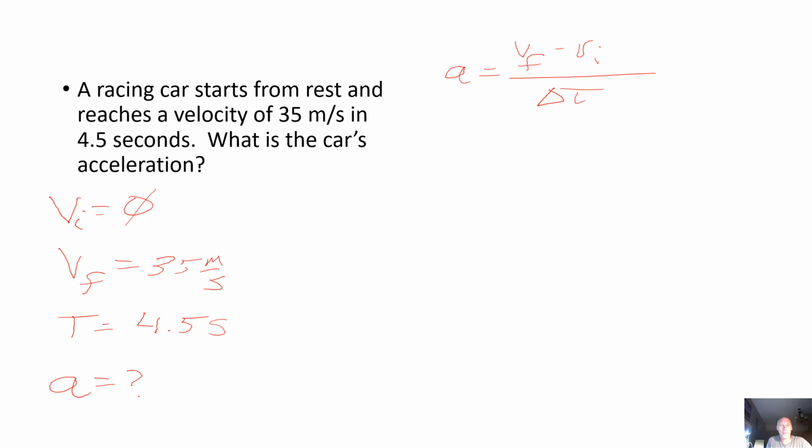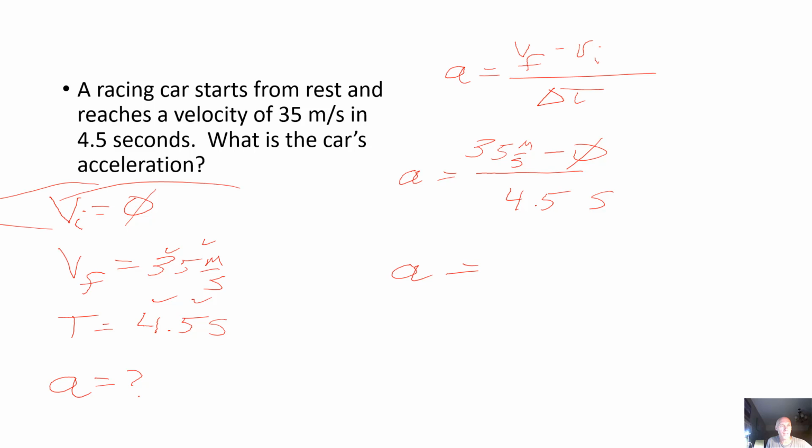And then you substitute in your values. So your final velocity is 35 meters per second minus your initial velocity 0, over 4.5 seconds. Okay, and when you divide that out, you'll get an acceleration. You might have 3 or 4 digits in your calculator, but you can only have 2 digits in your answer because you have 2 sig figs here and here. This is not a sig fig. That's not a limiting factor.